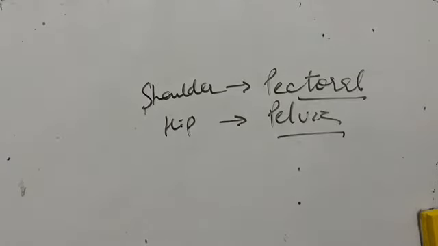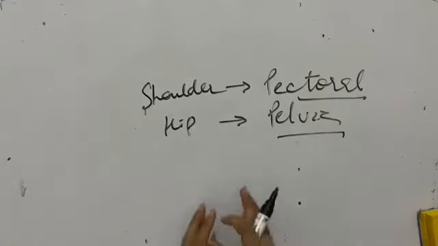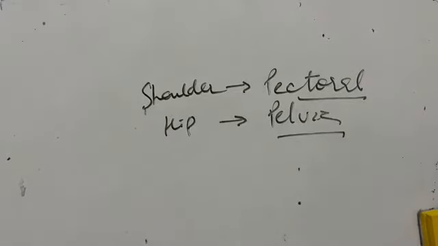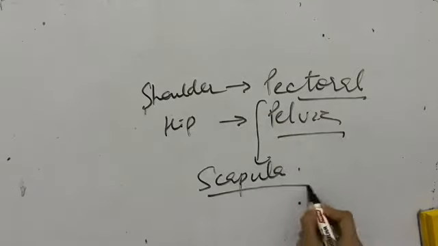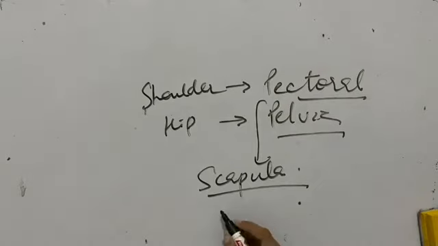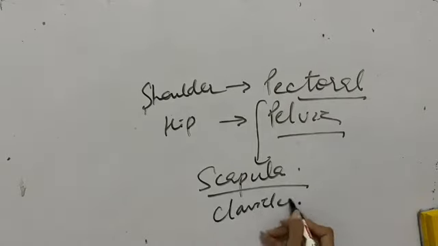These girdles are joining the axial skeleton, which is present in the center, with the appendicular skeleton, which is present at the sides. The pectoral girdle has two flat triangular bones known as scapula. These bones are present in your shoulder region. And then you can very clearly see two collarbones. You can actually feel them right now. Two collarbones known as clavicles.